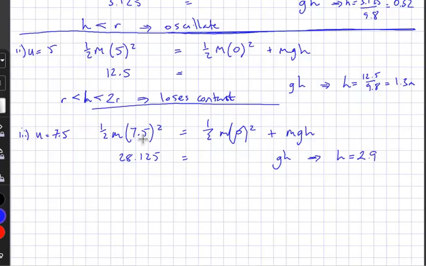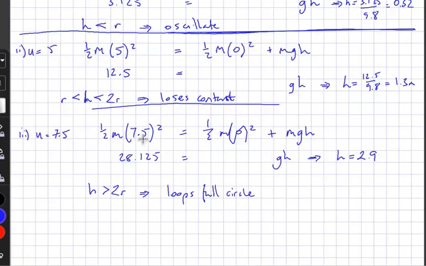Now, you're immediately saying, well, you can't have more than two radii, as in you can't have something more than the diameter. It's constrained to inside the circle. So we can effectively say here that because this value of h is greater than 2 lots of the radius, we can say it loops. Okay, it does the full circle.